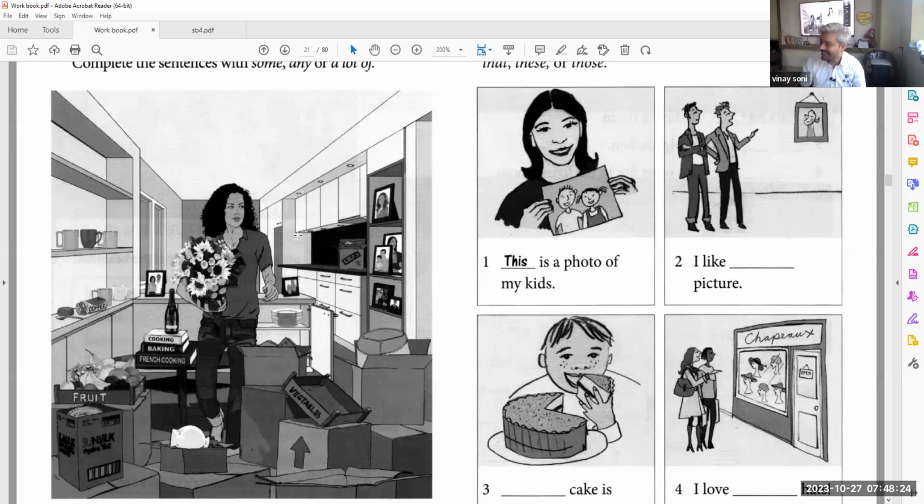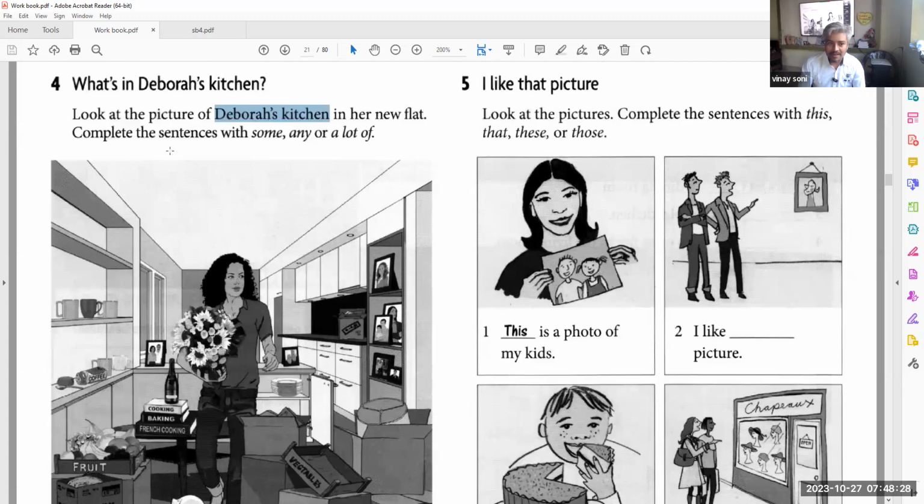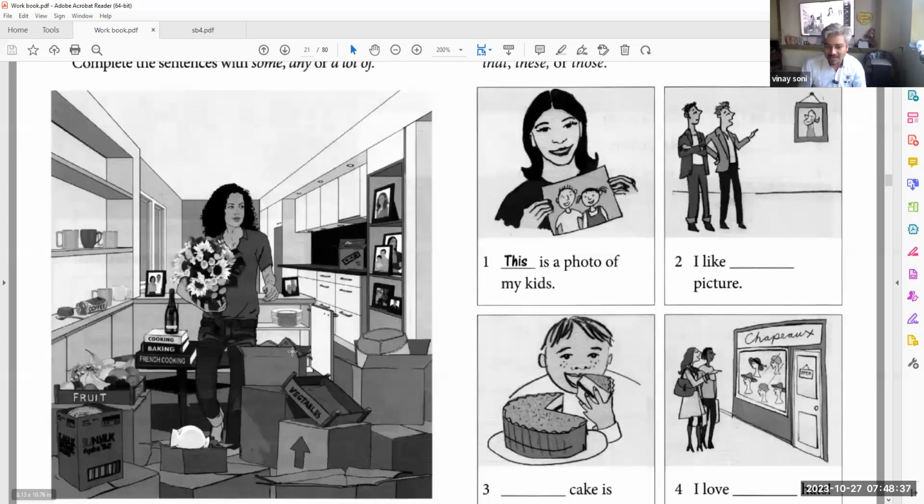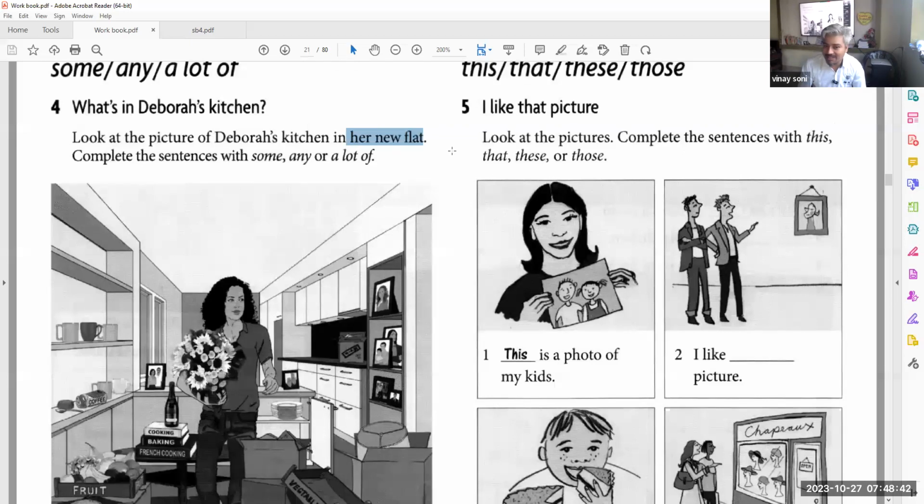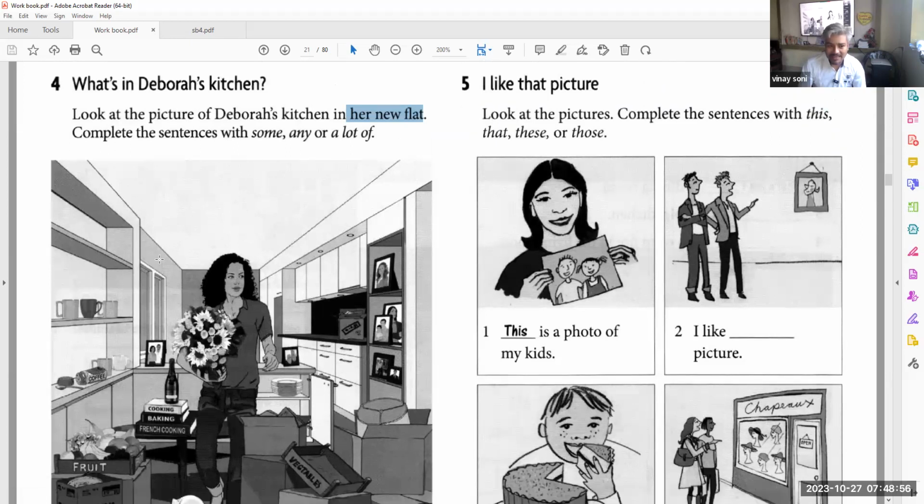Okay, so this is Deborah's new kitchen. Look at the picture of Deborah's kitchen in her new flat. Can you see? Now you understand why so many boxes like this? Because she is in her new flat. And she is now trying to put the kitchen in order. She's trying to put the things in the place.